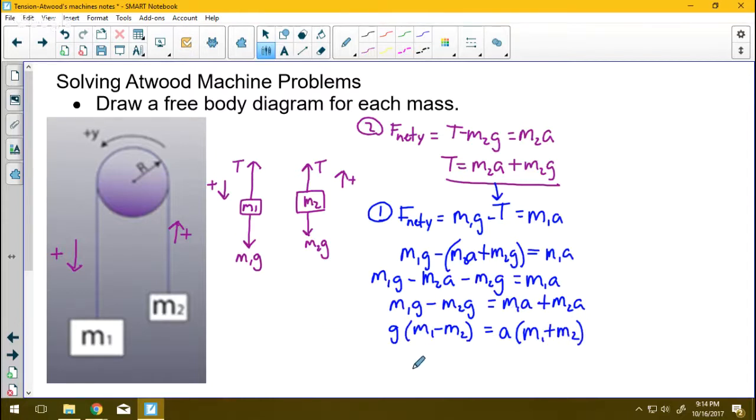And then since we're looking for acceleration, we're going to divide both sides by M1 plus M2. So our acceleration will be G times M1 minus M2 over M1 plus M2. Now this is your standard Atwood machine equation. So anytime you have an Atwood machine, if it's just two objects like this, you can just plug your masses in.